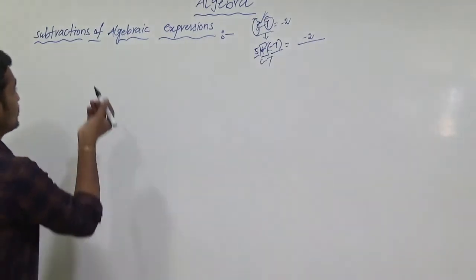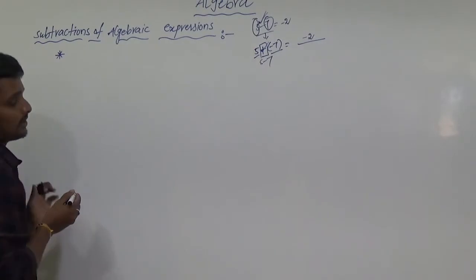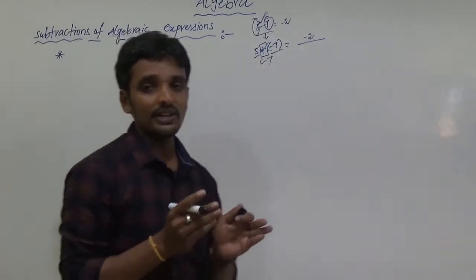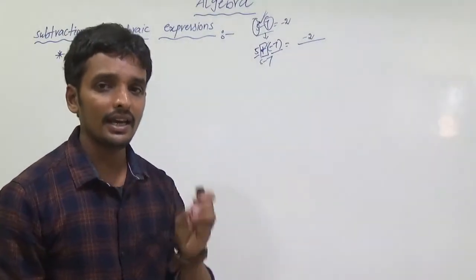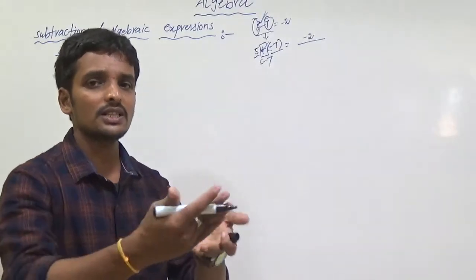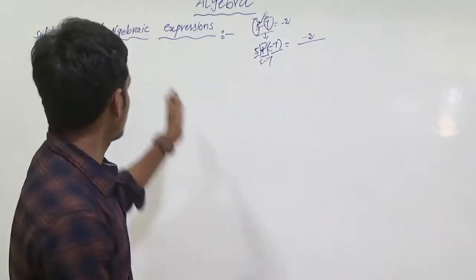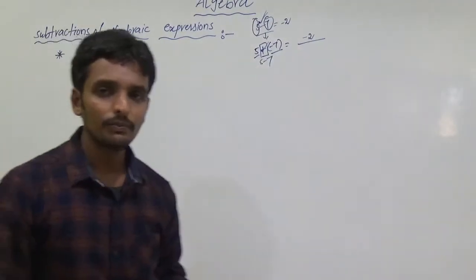For example, in additions of algebraic expressions, first we have to see whether the given terms are like or unlike. If they are like, we can do the addition. If they are unlike, we can't do anything, we just write the same. In the same way, in subtractions also, if they are like terms, we can do the subtraction.